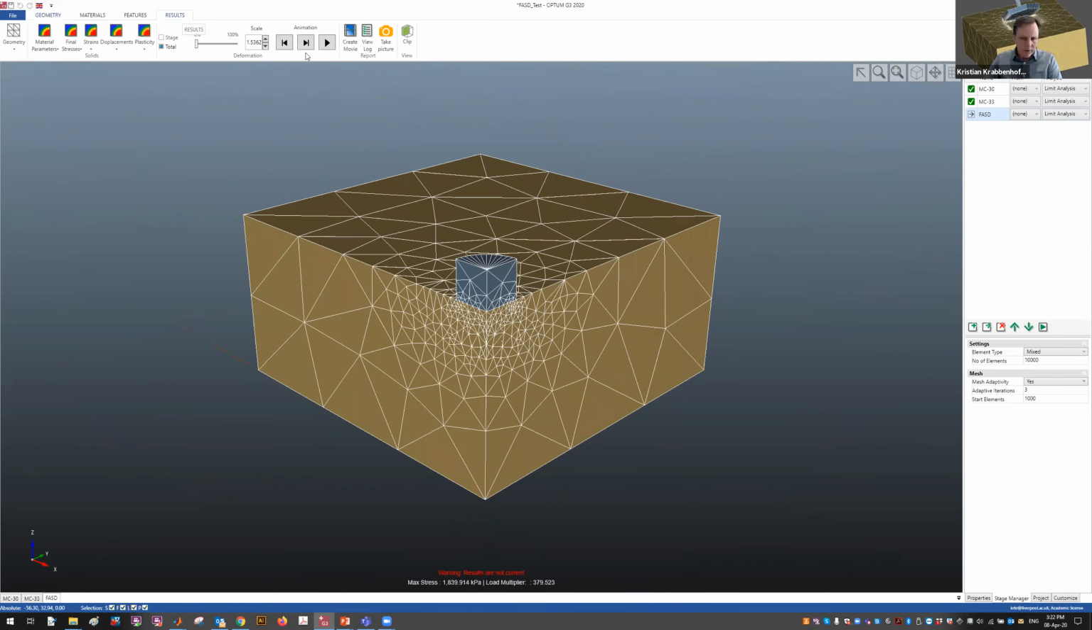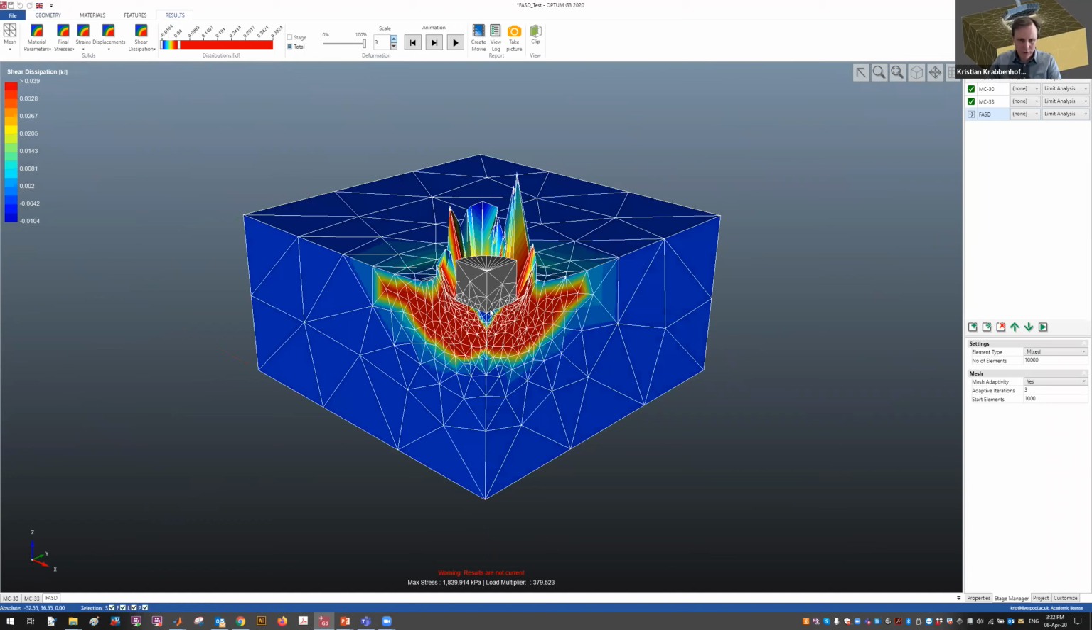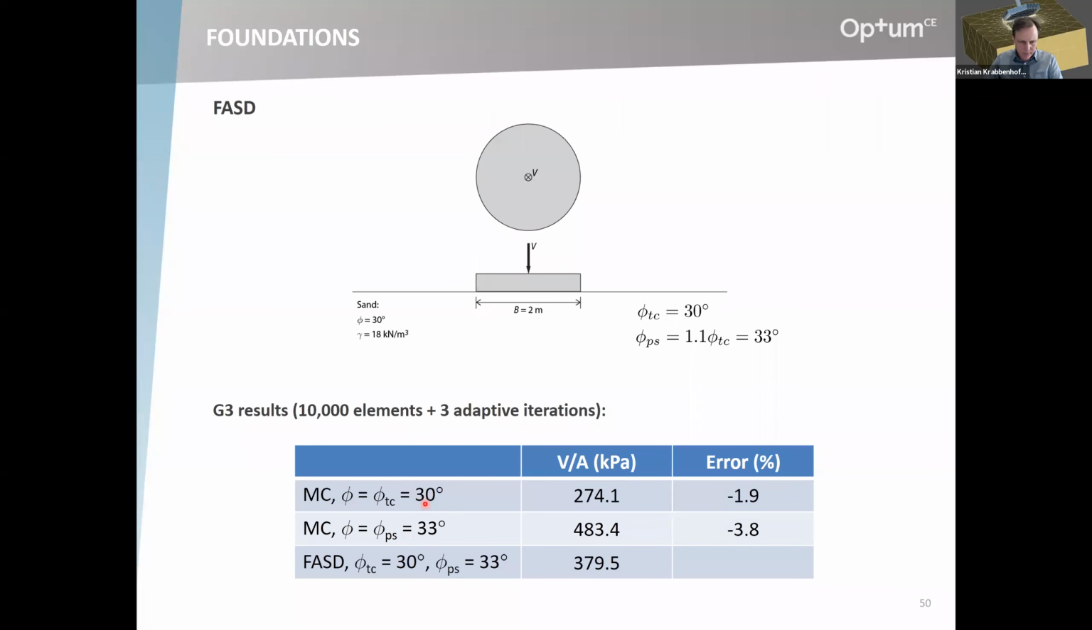We can look at some shear dissipation, and this is how it looks. This is the typical failure. We had a huge stress concentrations here around the edges of the foundation. And if we look at the actual results, well, Mohr-Coulomb 30, so triaxial angle this much, plane that much, and then the FASD somewhere in between.